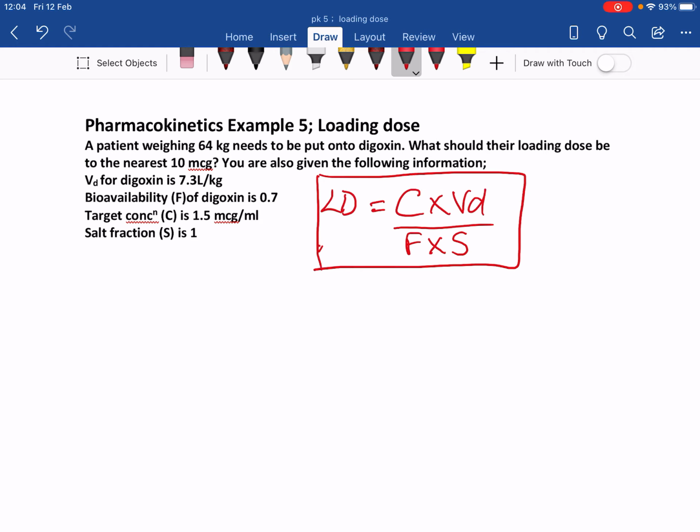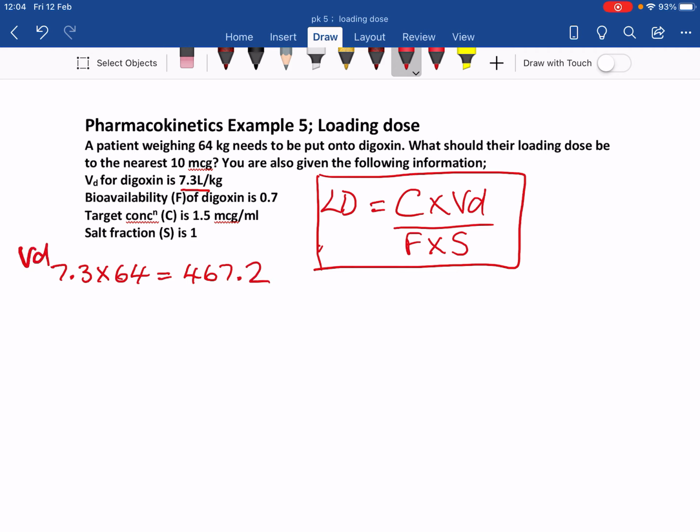First thing we need to do is to calculate the volume of distribution. So we know it's 7.3 litres per kilogram and the patient weighs 64 kilograms. So we multiply those two together and that gives us a volume of distribution of 467.2.